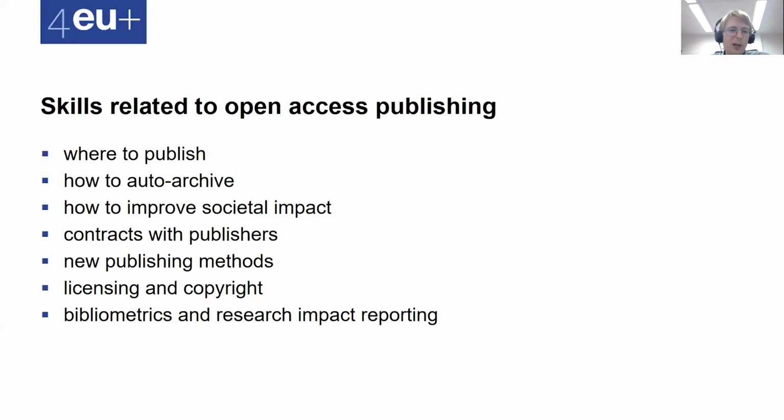If you just think about what are the skills needed for or related to open access publishing, people should know where to publish, to decide which journal is good, which really is very, very bad. People should know how to self-archive, because there is some potential in self-archiving which should really be used. They should think about how to improve societal impact, because they are not doing just research for themselves. They would like to make some impact.